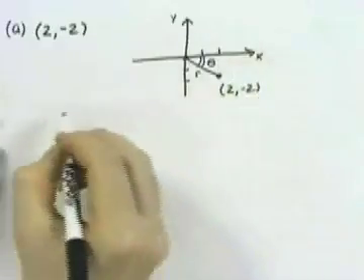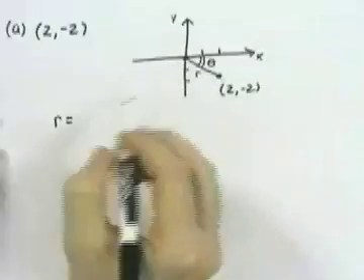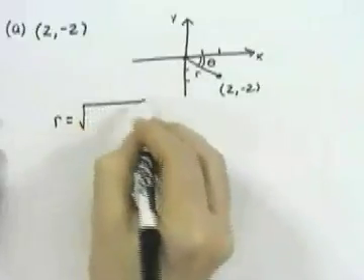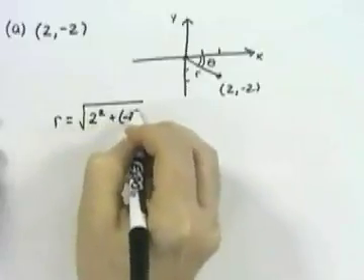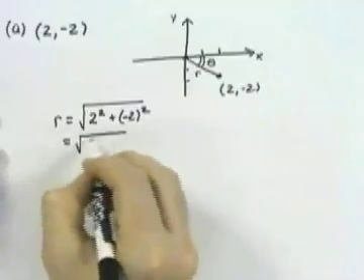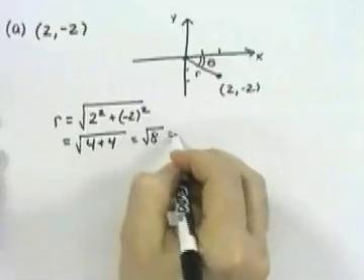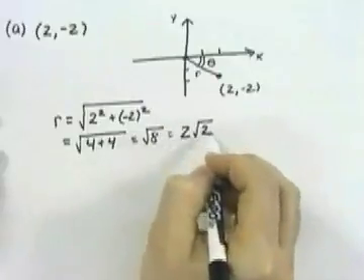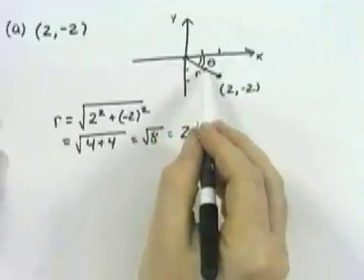To find the value of r, that's just the distance from the origin to the point. Clearly that can be found by taking x squared plus y squared and computing the square root. So we're going to be taking the square root of 4 plus 4. The square root of 8 is 2√2. So the value of r is 2√2. Now we need to find theta.